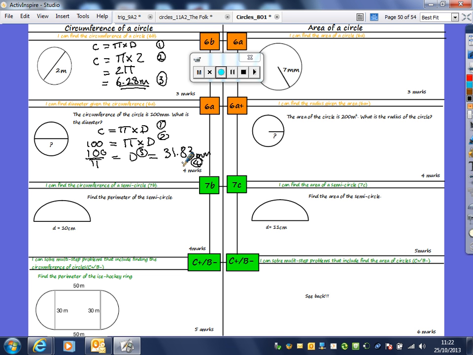Okay? Right, next one. Find the perimeter of the semicircle. So that means the whole outside of the shape. The way we do that, we're working with the outside of the shape, so we're going to be using the circumference. So its circumference is equal to pi times by diameter. Okay, that would give us the circumference of a full circle. We've only got a semicircle, which is half a full circle.